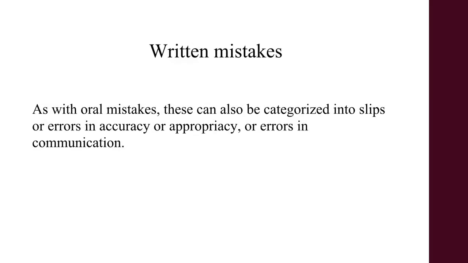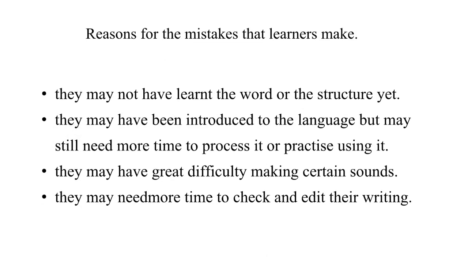As with oral mistakes, these can also be categorized into slips or errors in accuracy or appropriacy, or errors in communication. There are different reasons for the mistakes that learners make. For example, they may not have learned the word or the structure yet. They may be using a word or structure from their first language by mistake. They may have been introduced to the language, but may still need more time to process it or practice using it. They may have great difficulty making certain sounds. They may have writing or spelling problems in their first language. They may need more time to check and edit their writing.